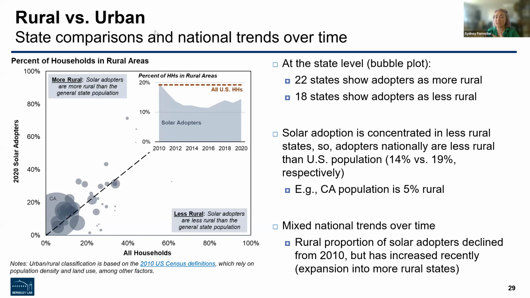So what ends up happening is that solar adoption is concentrated in less rural states, but within those states, it falls on both sides, but overall falls into more rural parts of their less rural state. And then the one note here and on the inlay as well is that the rural population has increased recently. And again, we think that is due to the expansion into more rural states.